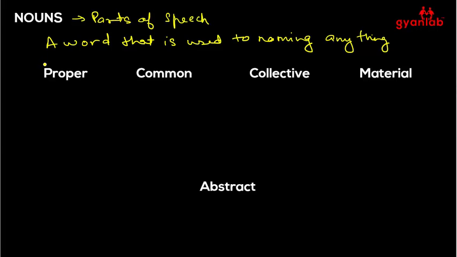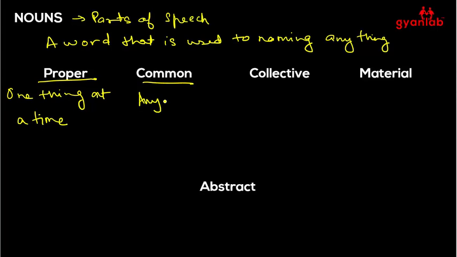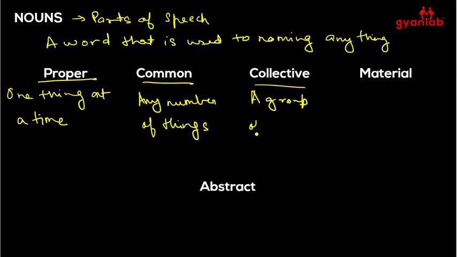The first is proper noun, which is nothing but when you name one thing at a time. So one thing at a time is proper noun. Then you have common noun, which is any number of things. After this, we have collective noun, which is nothing but a group of things. A group of things is known as a collective noun.